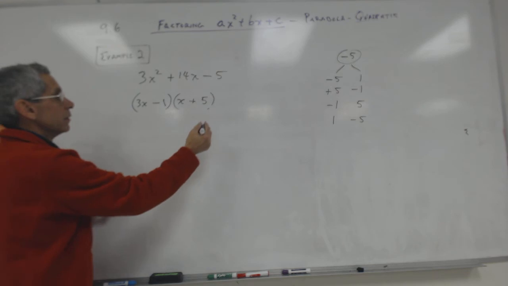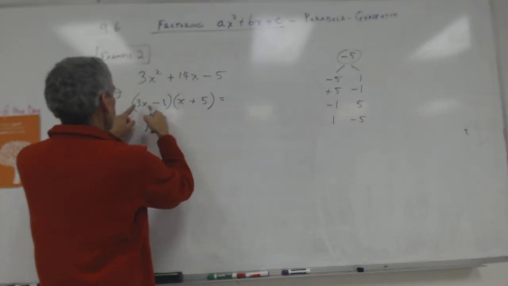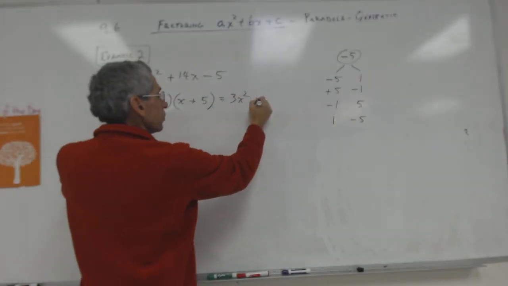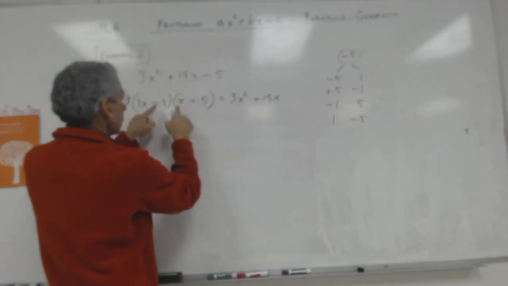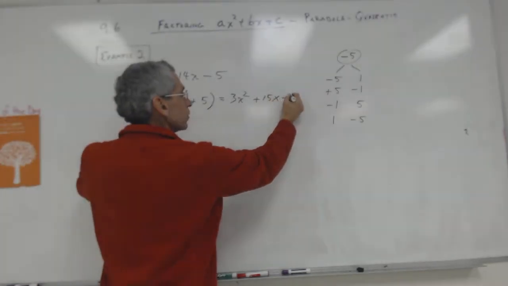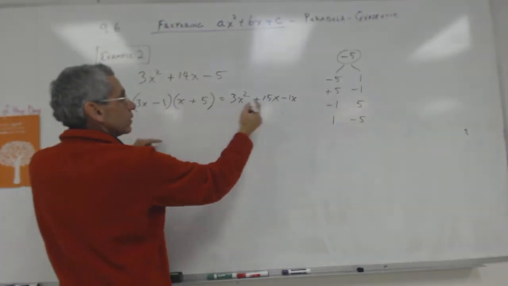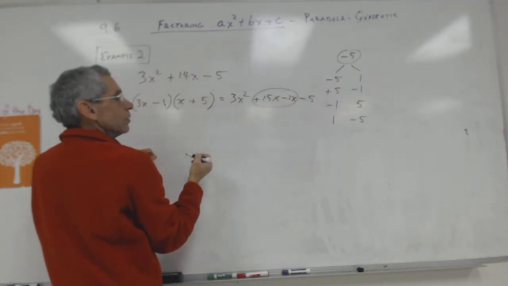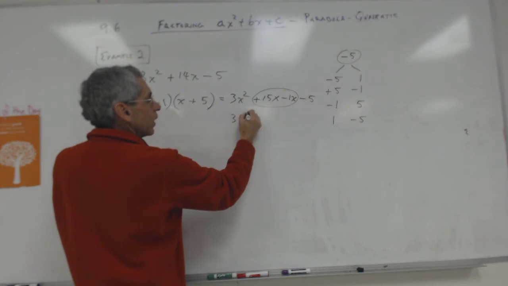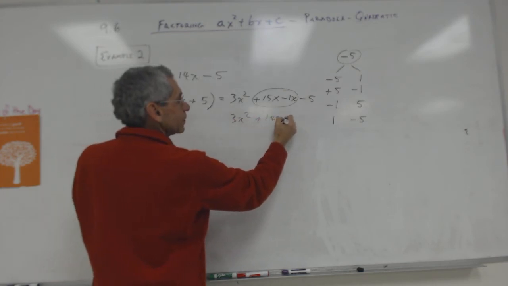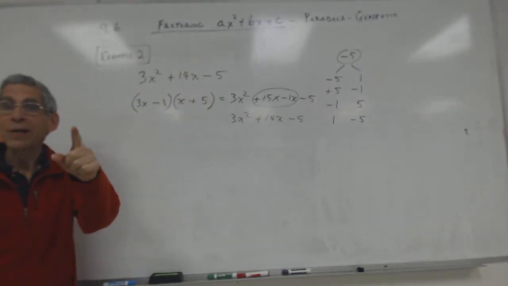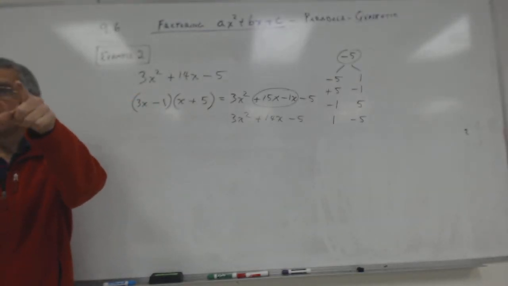Now let's try it. 3x times x is 3x squared. 3x outside, 3x times 5 is plus 15x. Negative x minus 1x minus 5. Look at that. What does that add up to? 14x. 3x squared plus 14x minus 5. We got it on our first try, because Joseph was smart.